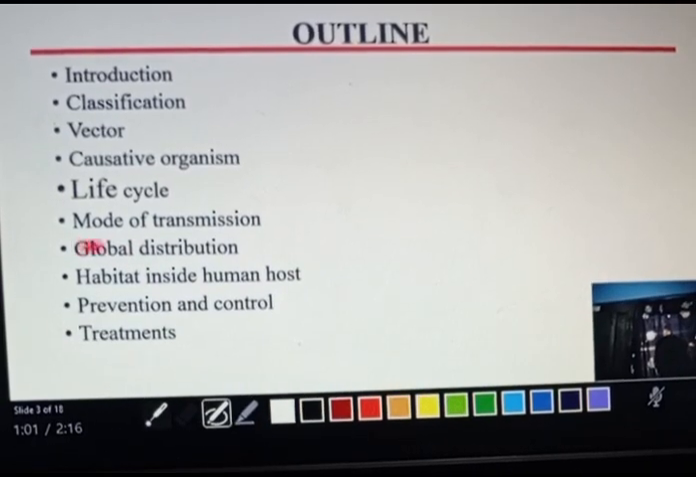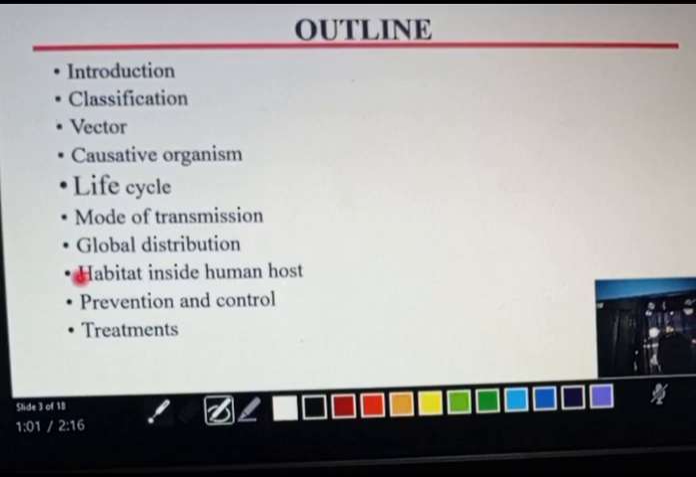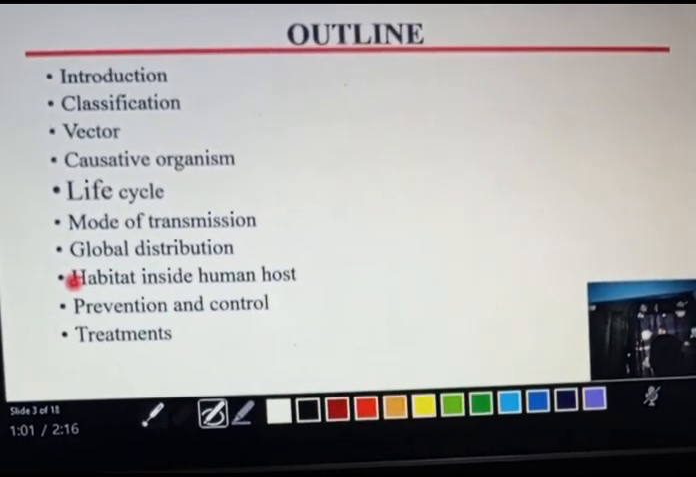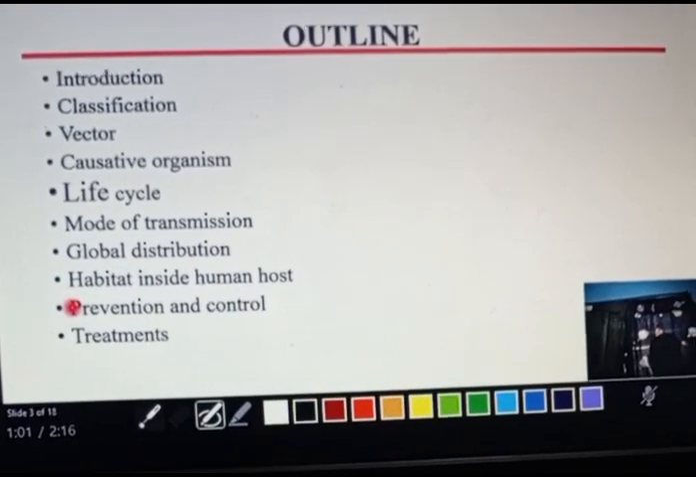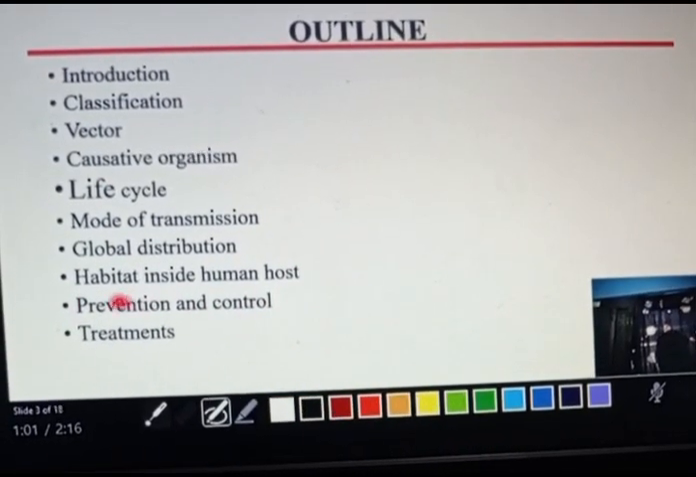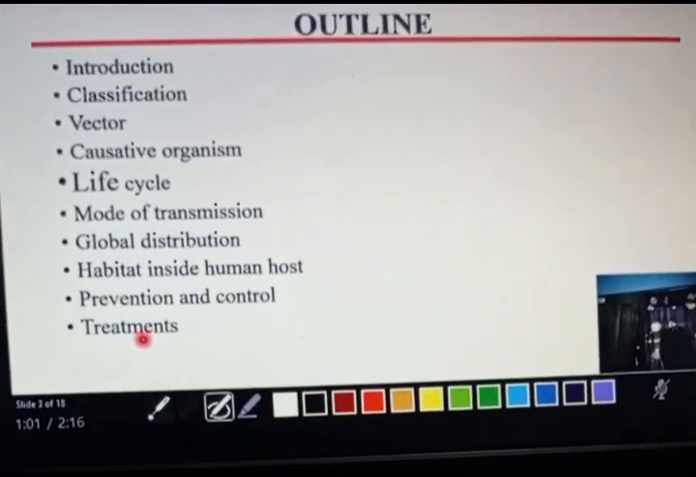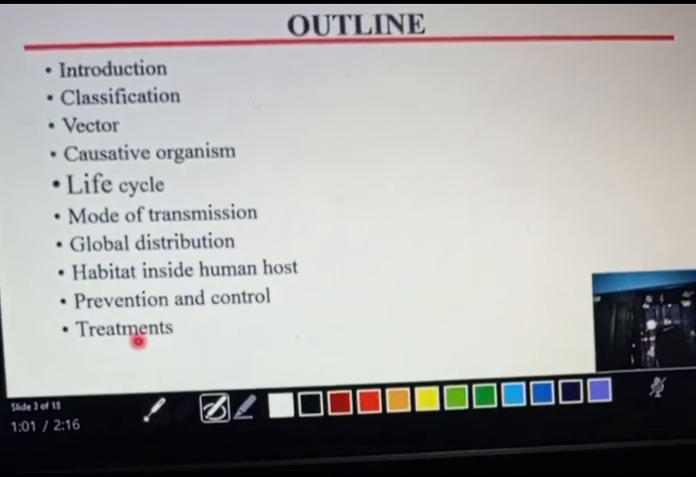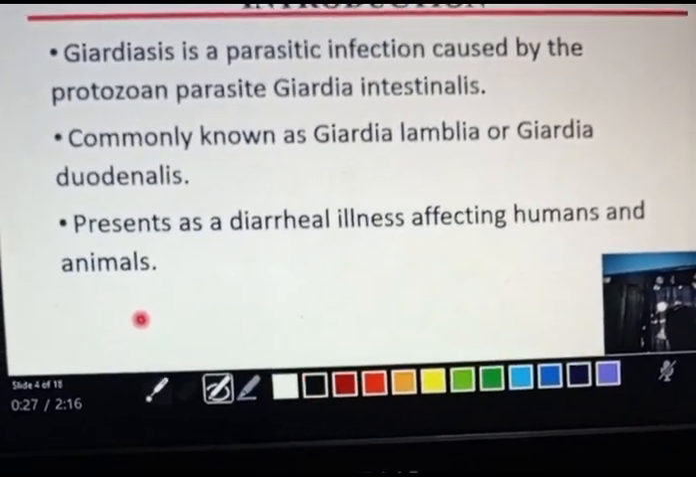We will look at areas where this disease can be found, the global distribution. We will look at the habitat inside the human host to be specific. Then we'll see how we can prevent and control these diseases, or the causative organism, or the vector. Then we'll look at how these diseases can be treated. Now let's get started. The introduction.